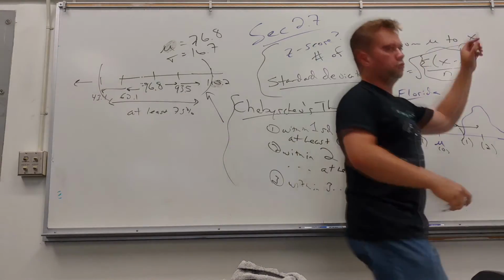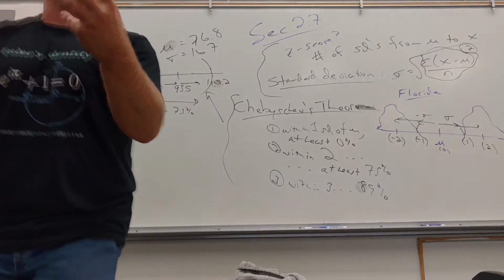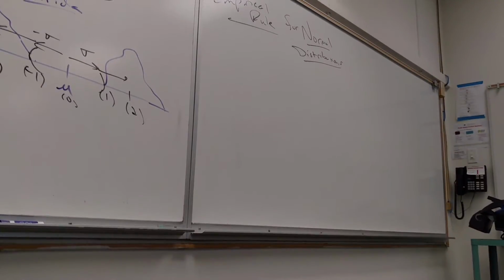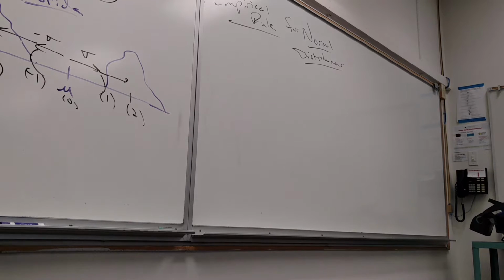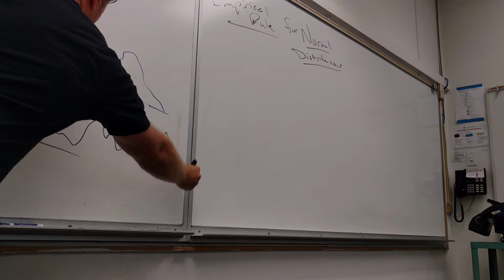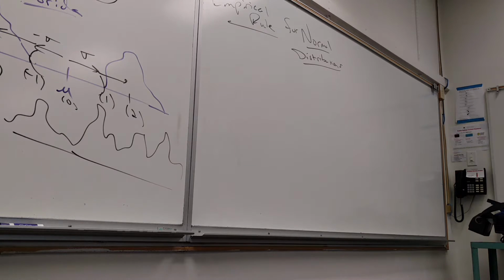So the empirical rule can be a lot more specific. This has to work no matter what the thing looks like. It can look like that, the ages in Florida thing. It can look like anything. It can look like a box. It can look like this. And this is still going to be true. That's why it's kind of vague, because it's got to cover so many different types of distributions.